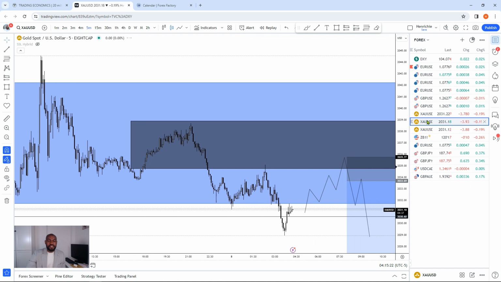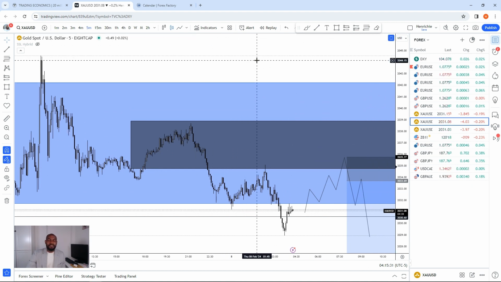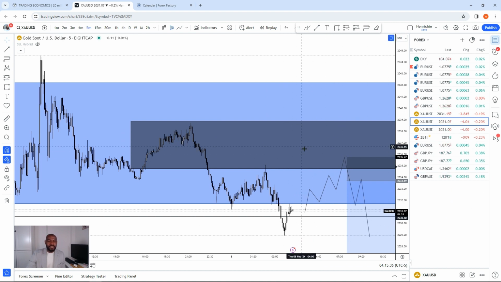So I'm still looking at gold as well. I'm watching this very closely, and if I see price coming to my key level and show me a 2 minute, 3 minute shift of market structure, I'll look for potential trades on that. But if price comes in here and does not show that to me, then it means there's no trade.